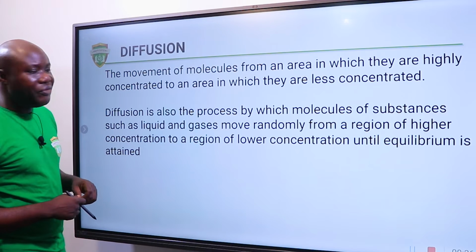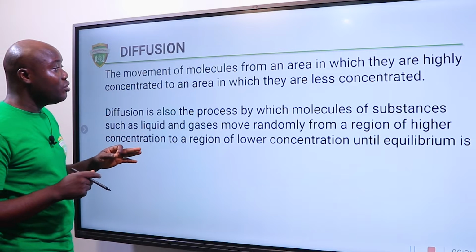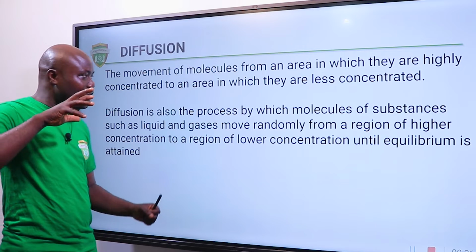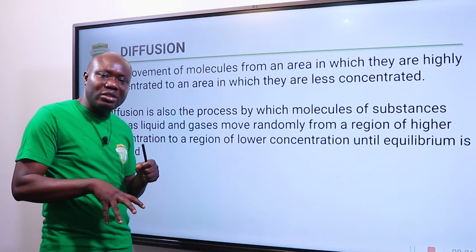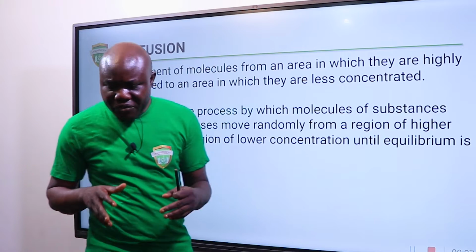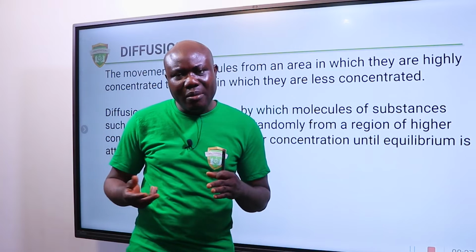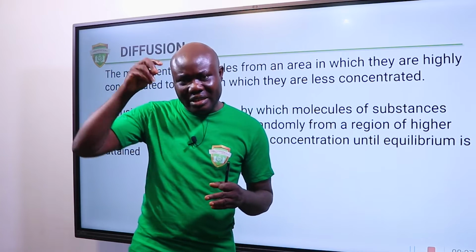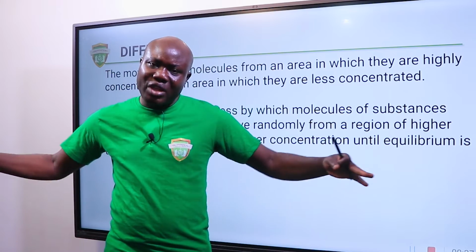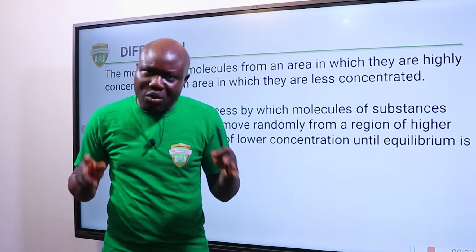Now let's look at diffusion. It is the movement of molecules from an area in which they are highly concentrated to an area in which they are less concentrated. Please stay with me. What do I mean by that? Something diffuses if it is moving from a place where it is plenty to a place where it is little. For example, if you drop candy inside water, it begins to diffuse. After a while, you don't even get to see the candy at all, but the color of the water would have changed.